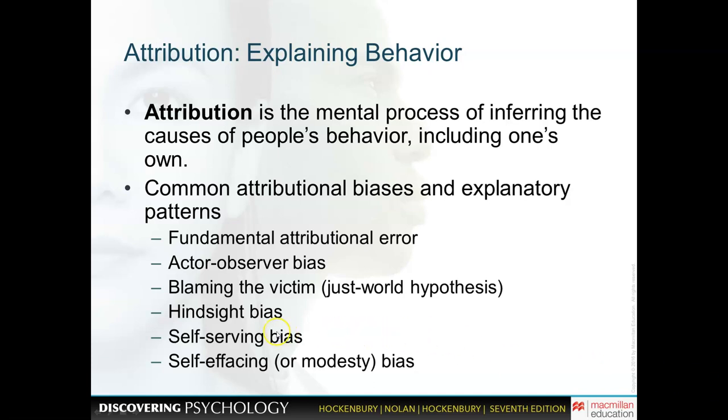The next type of bias is what's known as hindsight bias. That's the tendency to overestimate one's ability to have foreseen or predicted the outcome of an event. Hindsight bias is when somebody tells them something and they go, oh yeah, I already knew that, even though they may not have. So they're tending to overestimate their own ability.